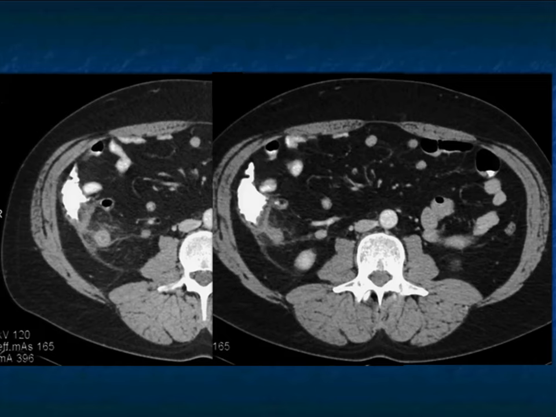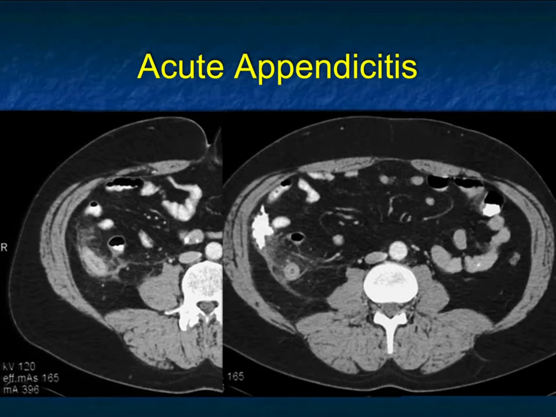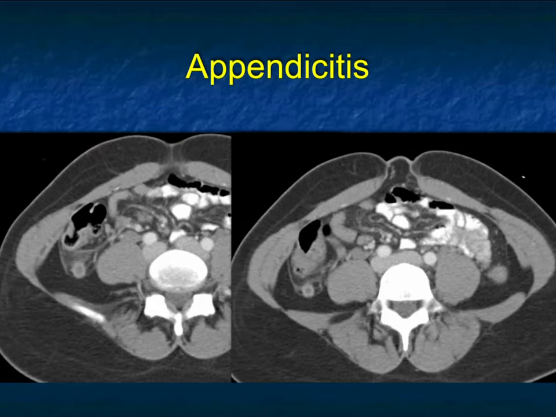So let me show you some examples. Here's a classic case. You can see air in the appendix. Now, you can see air in the normal appendix, and there's a small stone there as well. But then there's inflammation around the appendix. The appendix itself is inflamed, and there's inflammation tracking by the colon. There's no differential diagnosis. Classic acute appendicitis.